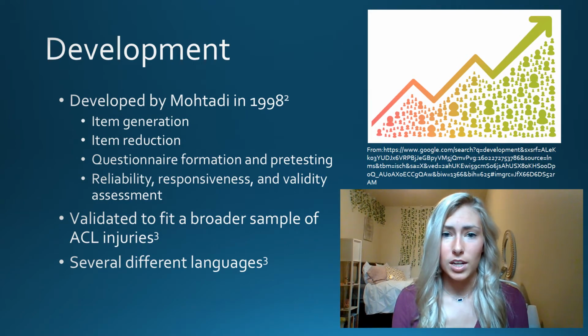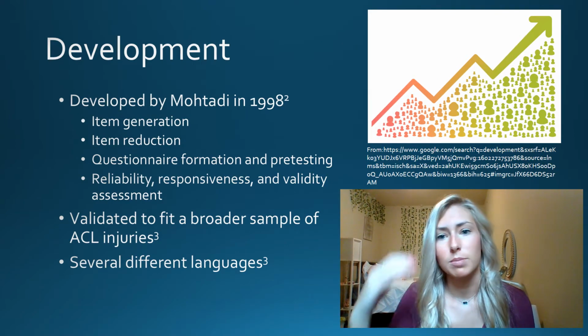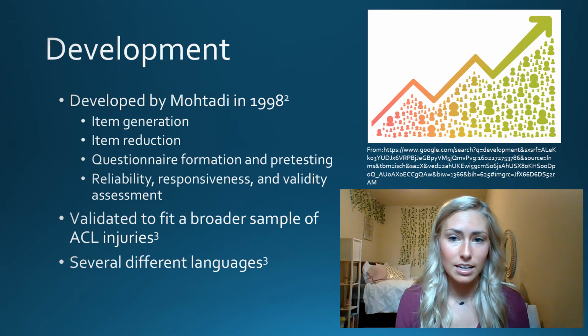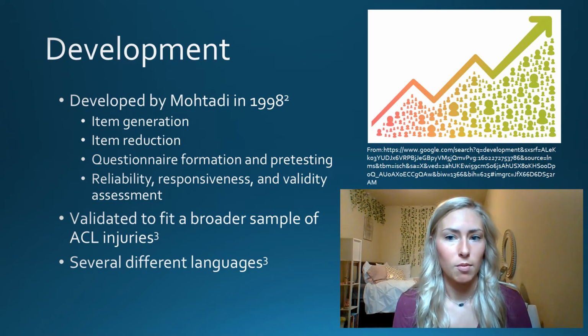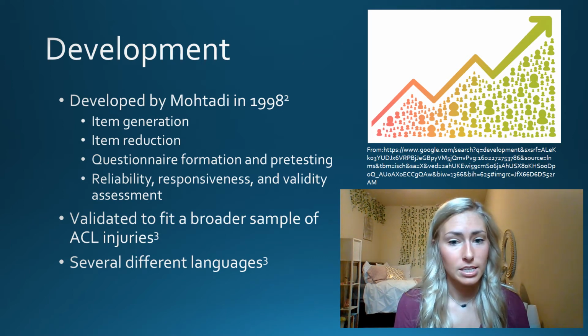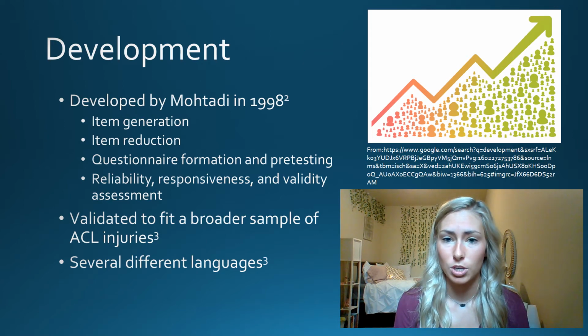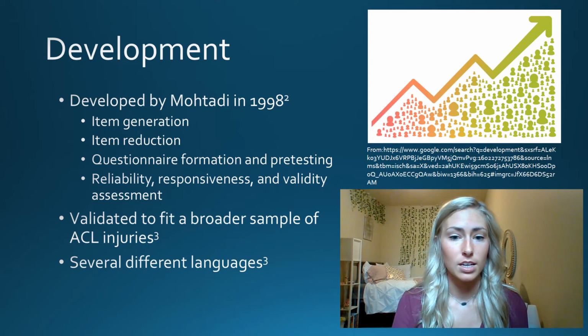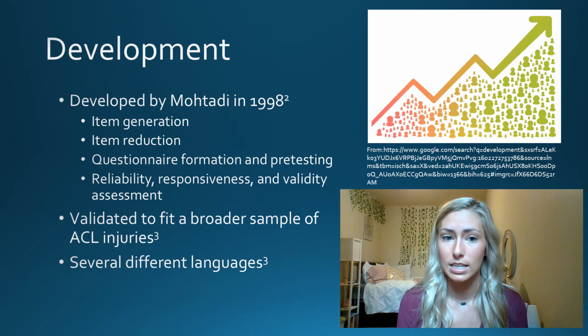So the ACL Quality of Life Questionnaire was originally developed by Mohtadi in 1998, and it was originally developed with patients who had chronic ACL deficits. However, this questionnaire has recently been validated that it fits a much broader range of ACL injury and tears. The development of this patient-rated outcome was actually completed in 4 stages by Mohtadi and his colleagues.